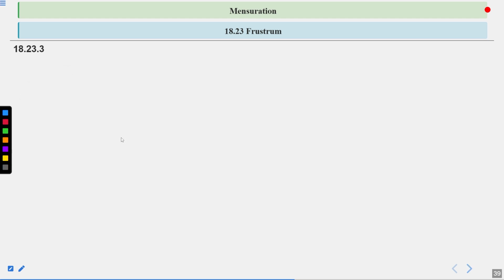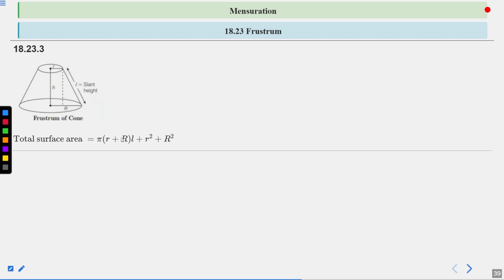Now 18.23.3 of the frustum. So this is the diagram. Now we can calculate the total surface area of the frustum, which is pi capital R plus small r multiplied by L plus small r square plus capital R square. Then we get the total surface area. Next one.